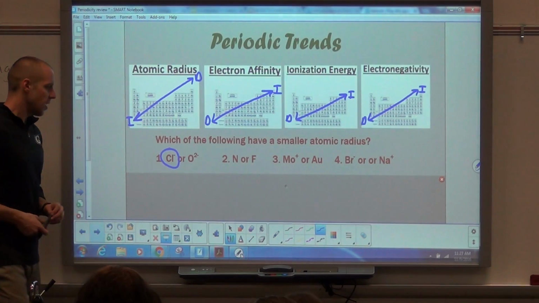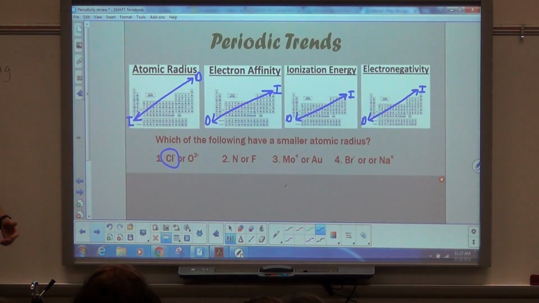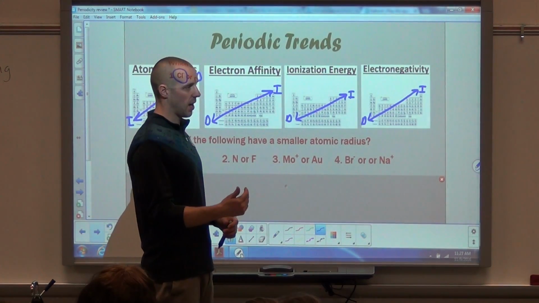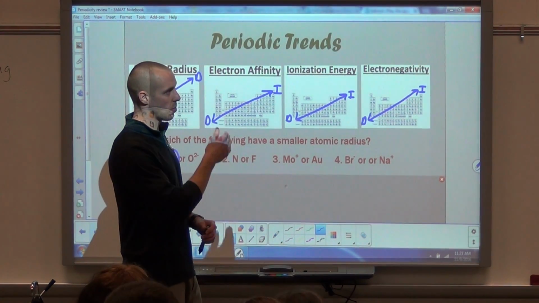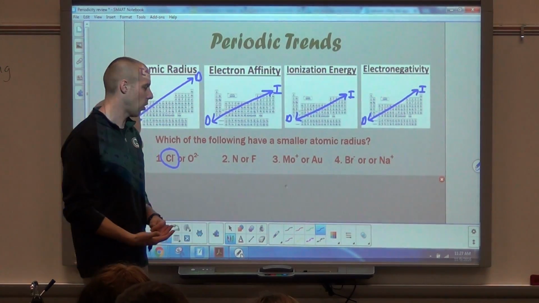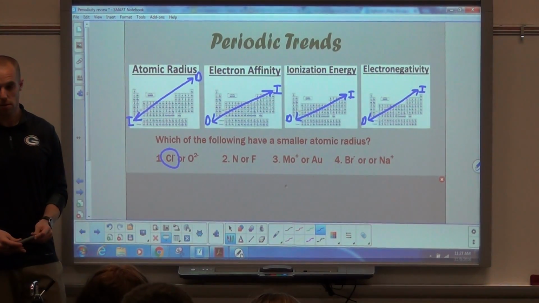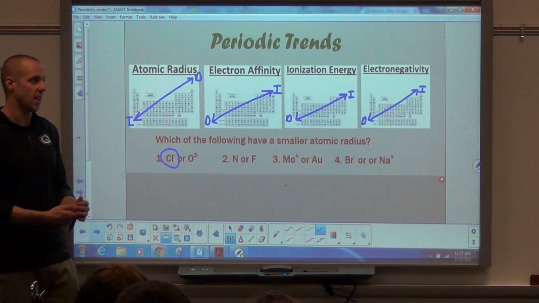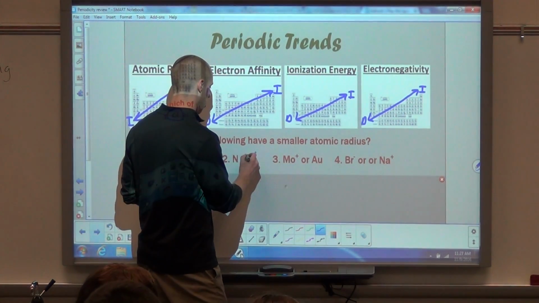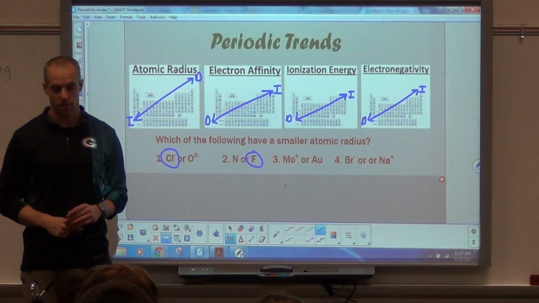The second one, nitrogen or fluorine. Well, now we don't have charges, so we're going to have to consult the periodic table. We know that things are getting bigger as we move from right to left and as we move from top to bottom. So is nitrogen or fluorine going to be smaller? Fluorine is smaller. It gets smaller as we move right. Remember, because it gets more protons, it's going to suck everything in closer. So we would circle fluorine in this case.